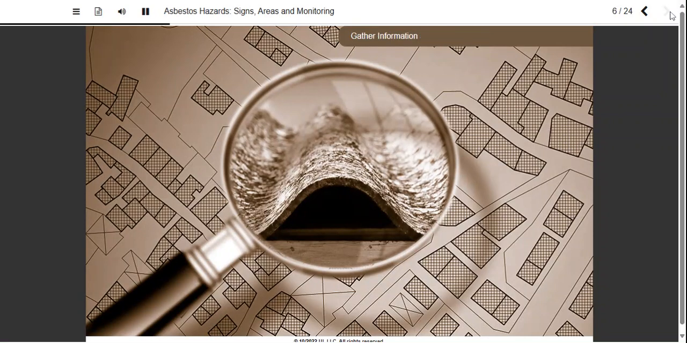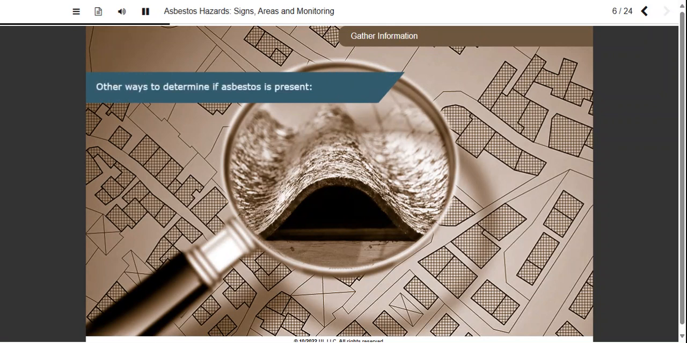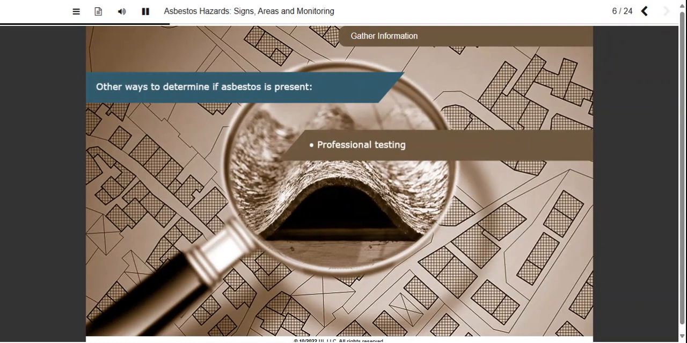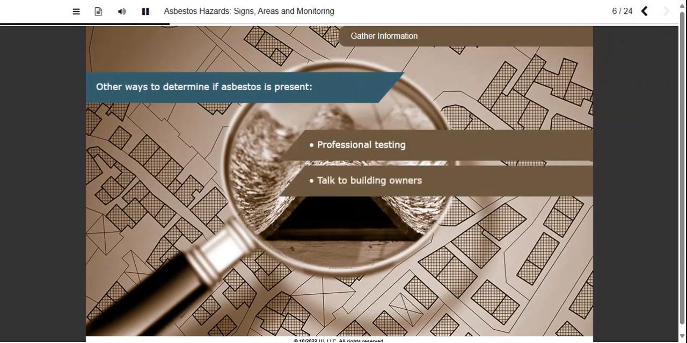Beyond just assuming that products from prior to 1981 may contain asbestos, there are other ways you can gather information. Have qualified professionals test for the presence of asbestos. Talk to the building owners. They may have details about when the building or portions of it were constructed or modified. If they know that construction or work was done prior to 1981, you may assume that asbestos is present. They may even know of specific products in the building that contain asbestos.